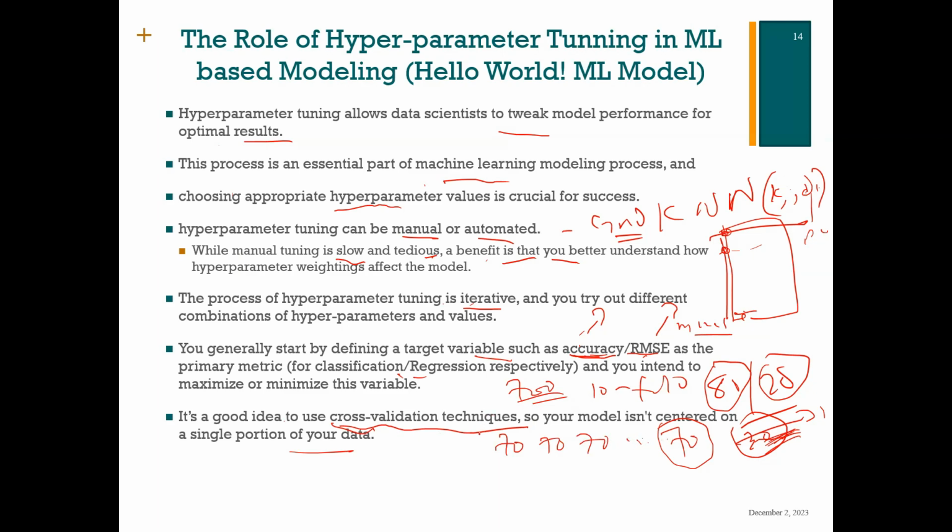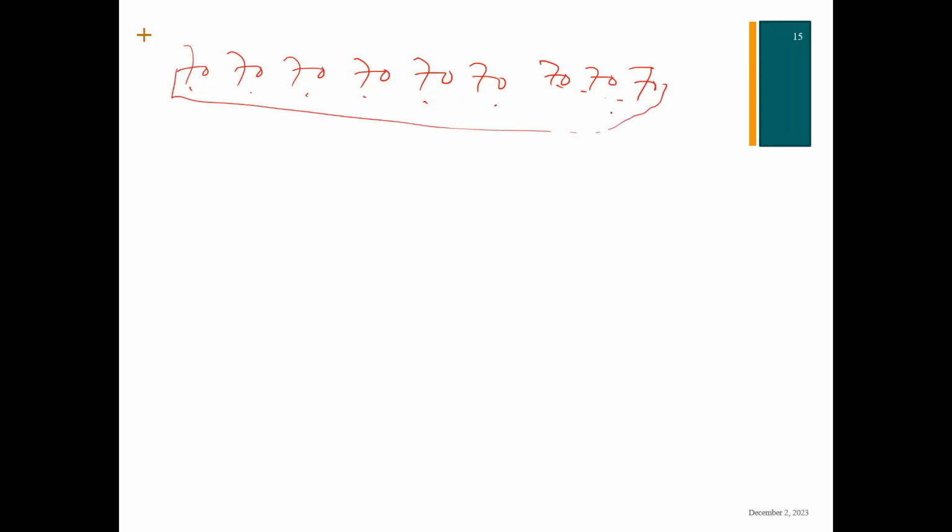So the idea of cross-validation is it will pick the first partitions. Let me make it easier here. I have 70 here, 70, 70, 70, 70, 70 in 9 places. So it will pick 1, 2, 3, 4, 5, 6, 7, 8, 9. It will pick these 70s in 9 places, merge them together, and use them for training. And then use the last 70, which is the 10th portion, for testing.